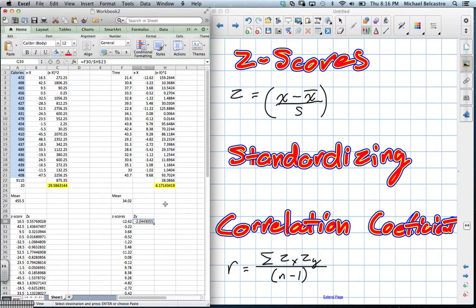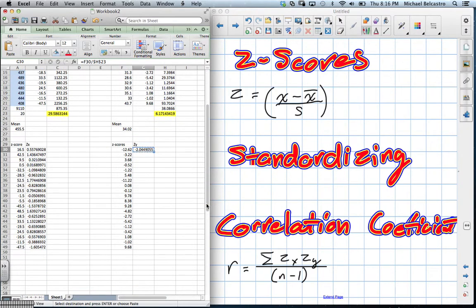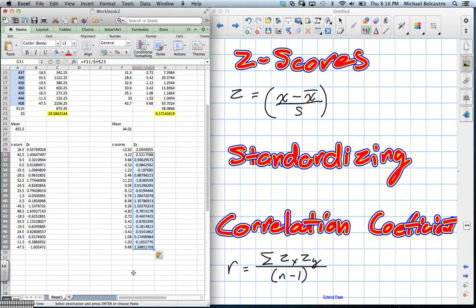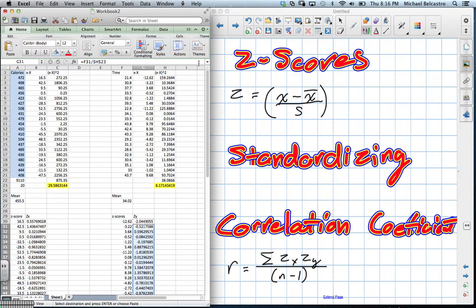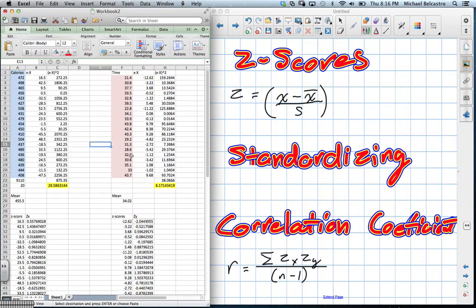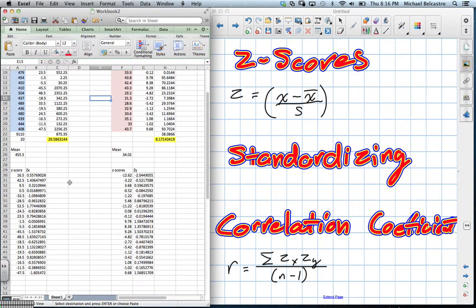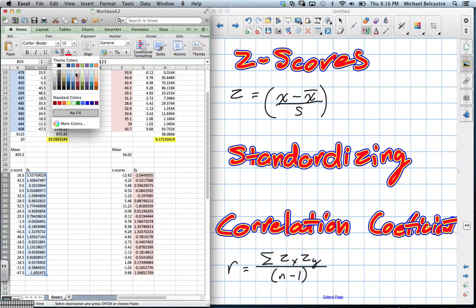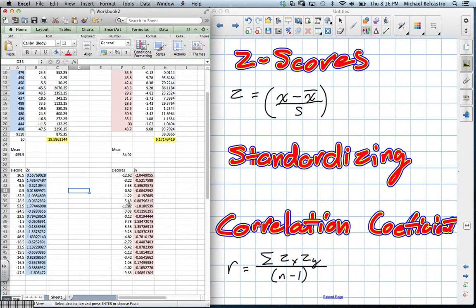So Control C or copy. We paste this through. Control V. Boom. All of our z-scores. Nice and easy. And I'm just going to highlight these guys too in a little bit of a different color. We'll do it in a light red. So just so we have our colors correct, these are the z-scores for our y, and these are the z-scores for our x. Okay, so we have that information.